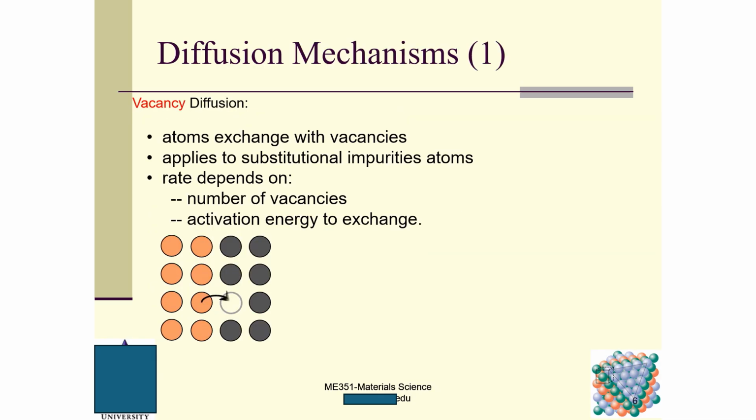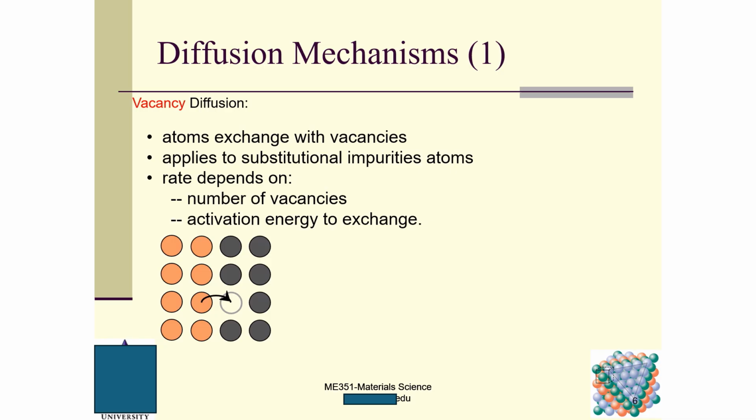Diffusion mechanisms. This is vacancy diffusion. Atoms exchange with vacancies. Suppose we have a vacancy at the very beginning. This is copper, and it moves from its original location to the vacancy. Then the original location becomes the vacancy, and this applies to substitutional impurity atoms.